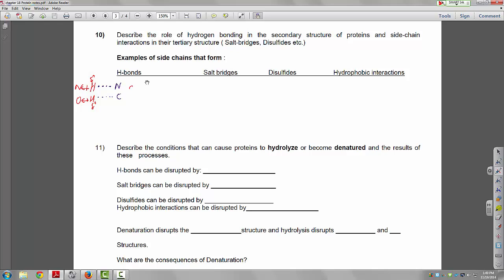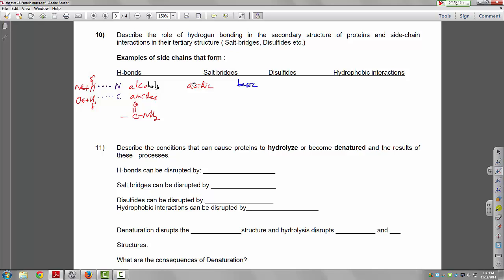Okay, so we have alcohols and we have amides. Let me show you the structure. So if we have a side chain that has an amide, it looks like that. Salt bridges, this is going to be between an acidic side chain and a basic side chain.